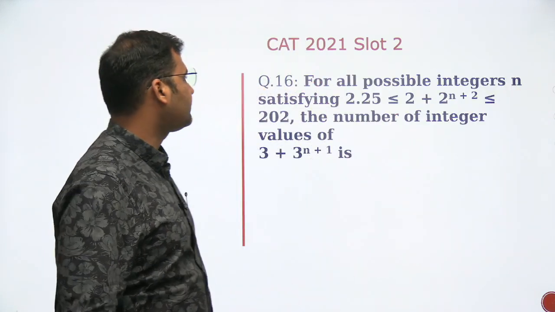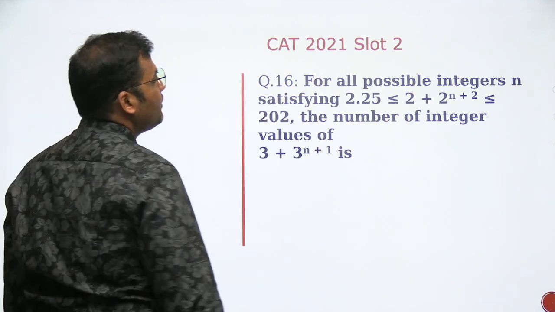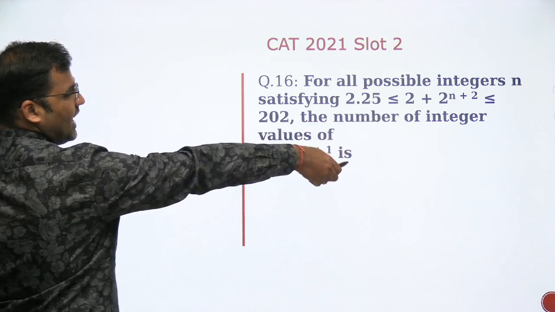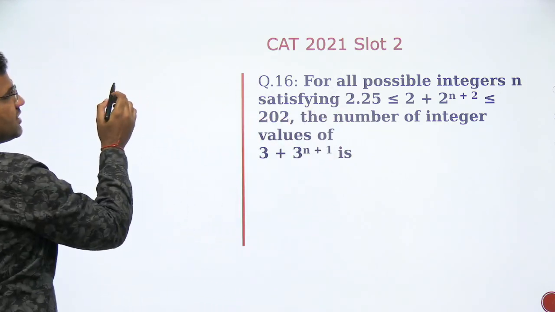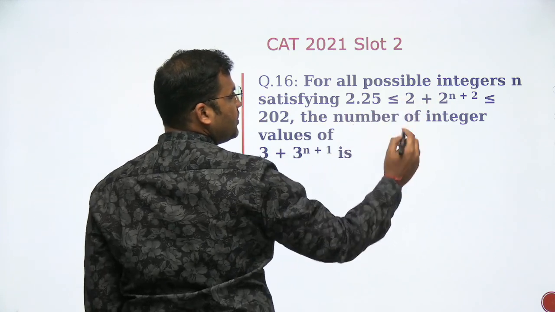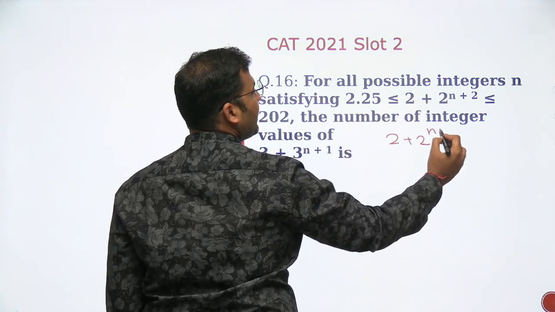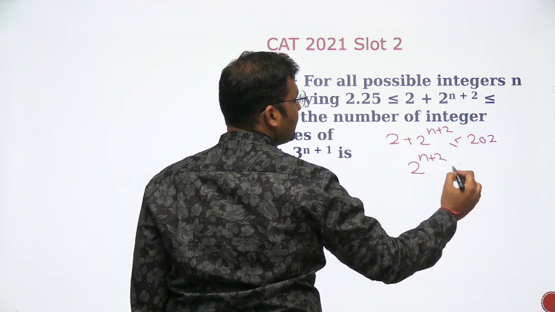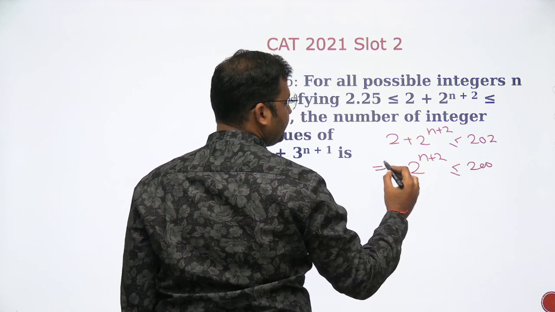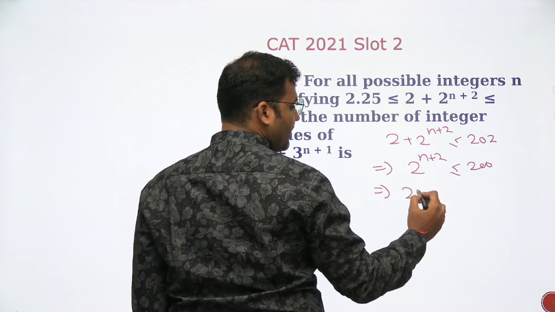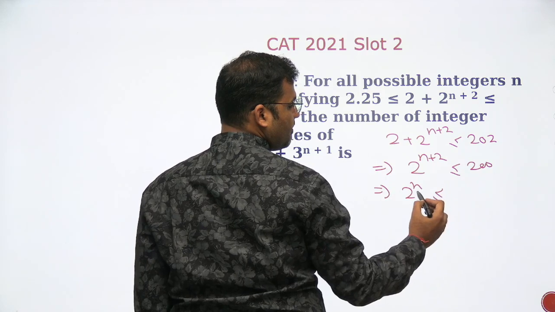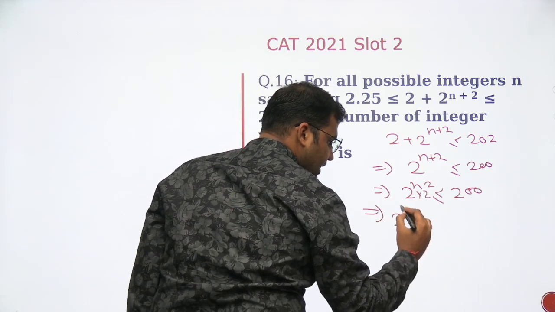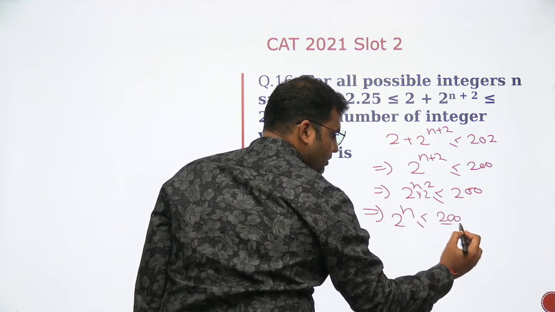Very easy, simple. Next question number 16, for all possible integer n, for satisfying this. This is very simple, guys. What you need is, aapko n ki range nikalna hai yahan se, surds and indices ka basic question hai, right? If you first use this, 2 plus 2 raised to power n plus 2 is less than equal to 202, then 2 raised to power n plus 2 is less than equal to 200. So can I say 2 power n multiplied by 2 power 2 will be less than equal to 200? So can I say 2 power n will be less than equal to 200 by 4, that is 50.